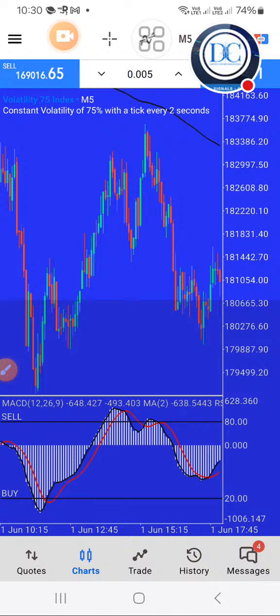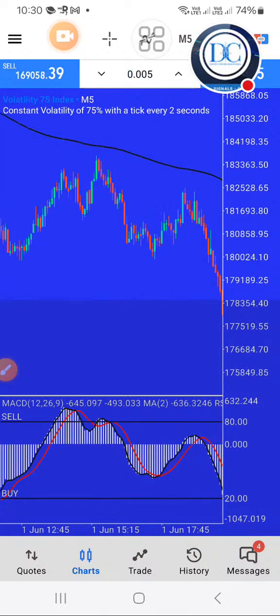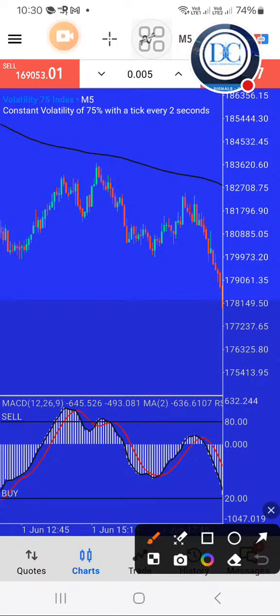Okay, here all the conditions were met. So if we wait for this setup, one, price is below the black line. That's the first condition. The second condition is that we wait for the black line and the red line to cross while they're above the 80, which is indicating our overbought region. When that happens, we execute our sell.